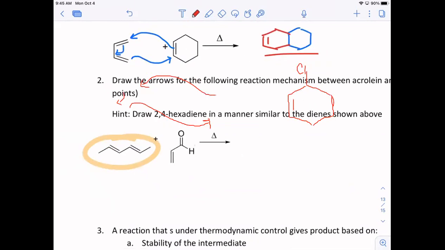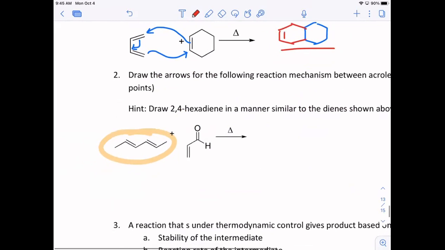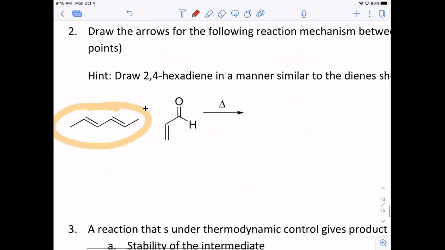Oh, can you clear off the screen? All right, thank you. So I want to show you something in the next example with this 2,4-hexadiene. 2,4-hexadiene is a really interesting compound because this is going to give me a chance to talk about another aspect of the reaction, which is the conformation of my diene.